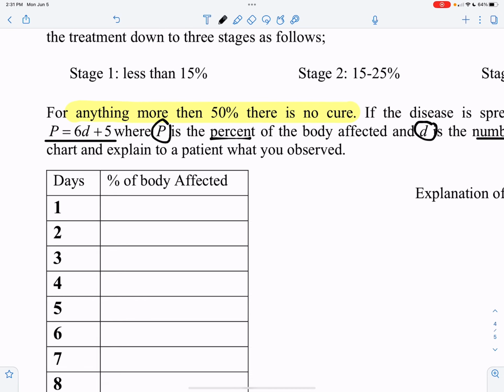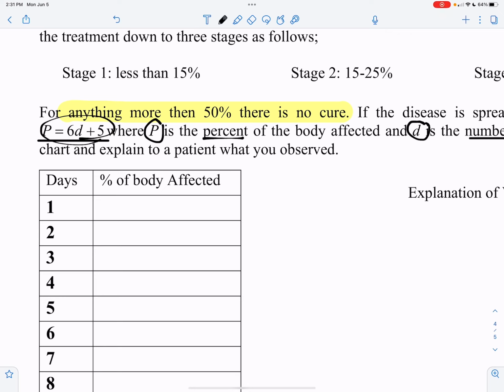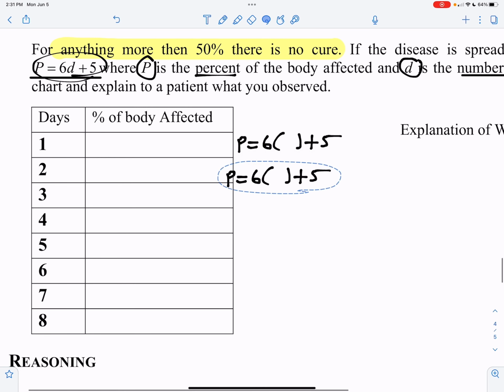Well, here's how we're going to fill out the chart. We're going to take that equation there, and we're going to fill it out 8 times. So P equals 6, and in place of D, you're going to put parentheses so we can evaluate it, plus 5. And literally, ladies and gentlemen, we're going to copy that down 7 more times.